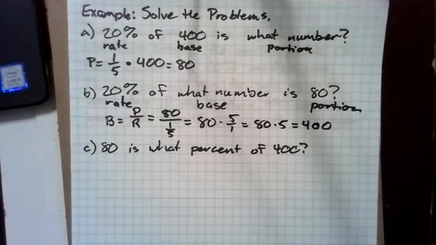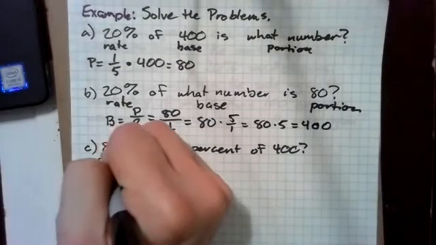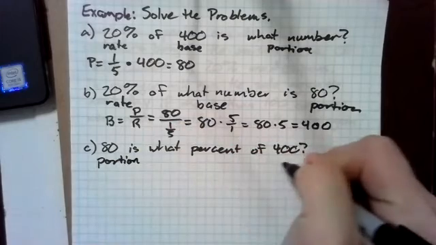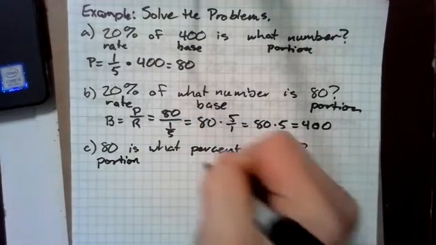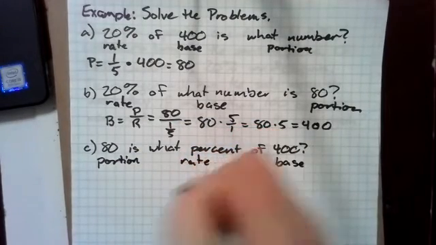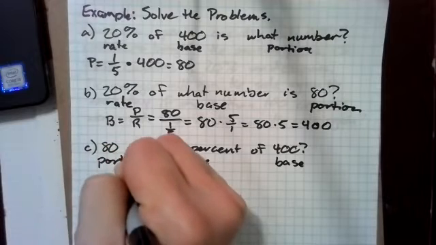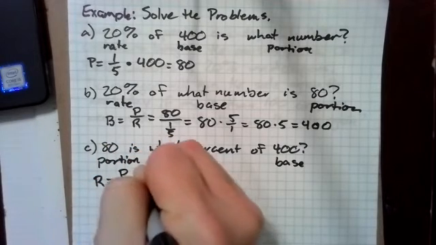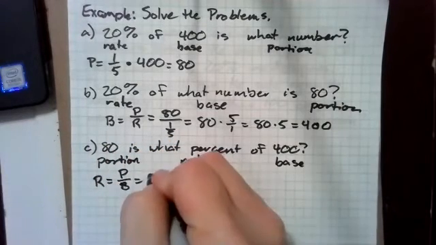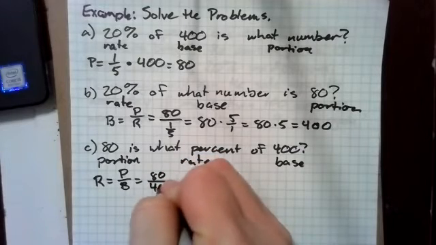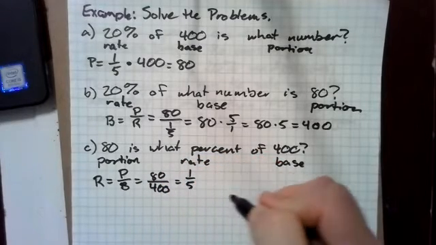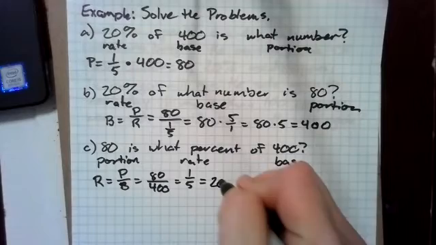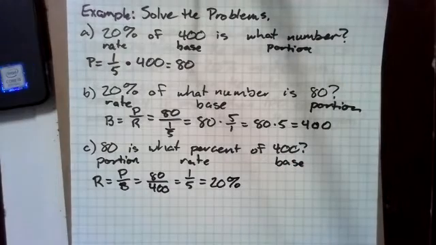You may notice that we are doing the same problem from different perspectives here. And we're going to do the same thing again here. 80 is what percent of 400? This is our portion. This is our base. And we're looking for our rate. So we use R equals P over B, which is 80 over 400, which is 1/5. So R equals 1/5, and we change that to a percentage, which is 20%.